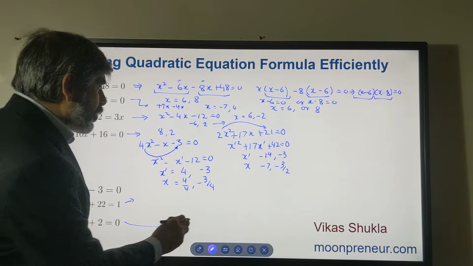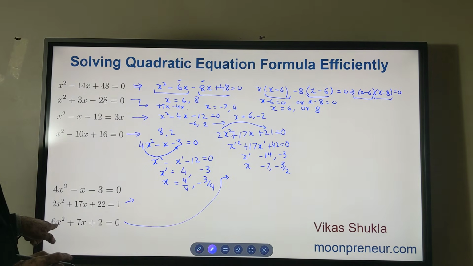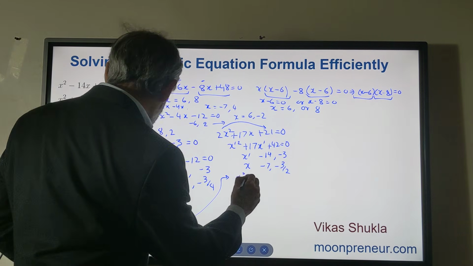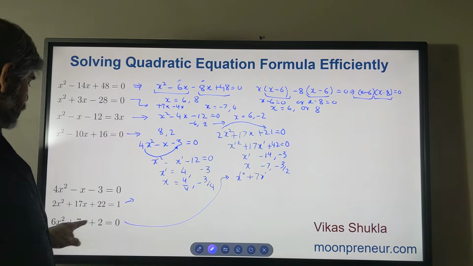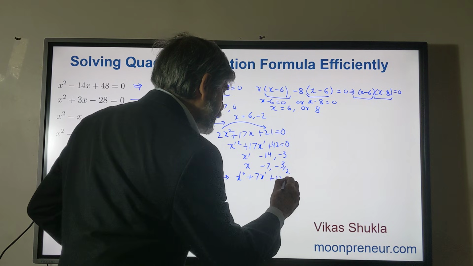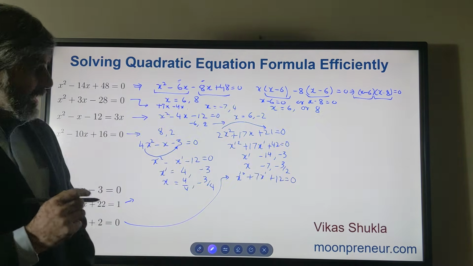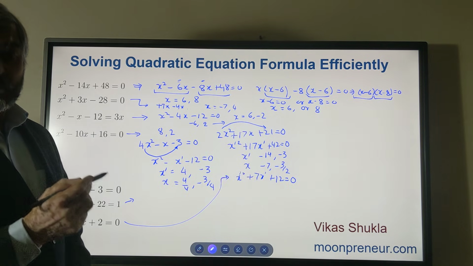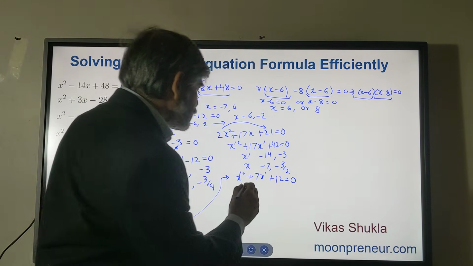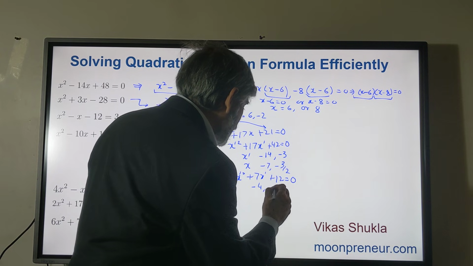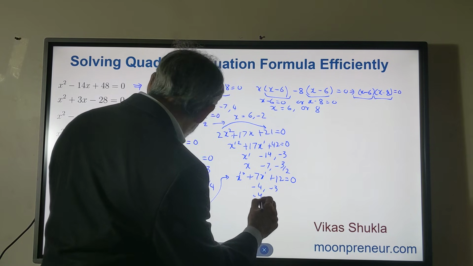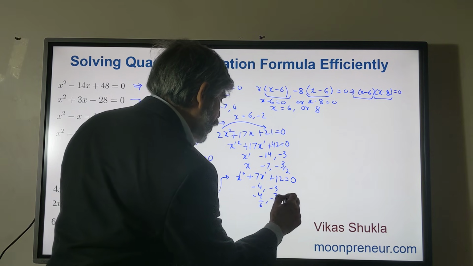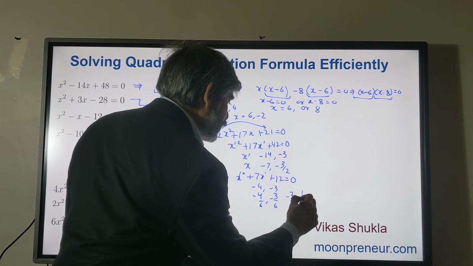Let's try to do one more problem, and this time very quickly. x square plus 7x, I will directly write x dash square. 6 into 2 is 12. I know that 7 can be written as 4 plus 3, 4x and 3x. So the solutions of x dash are minus 4 and minus 3, and I need to divide by 6. So the solution of x will be minus 4 by 6 and minus 3 by 6, or minus 2 by 3 and minus 1 by 2.